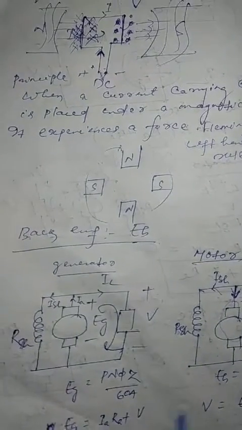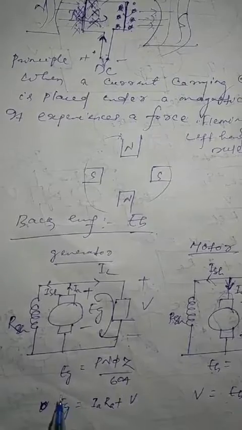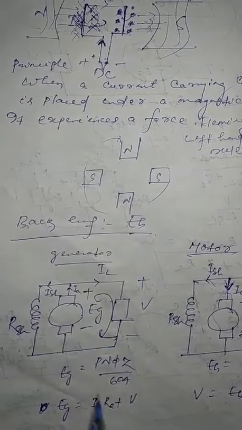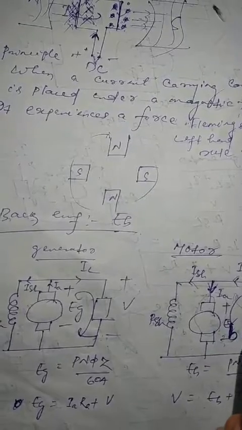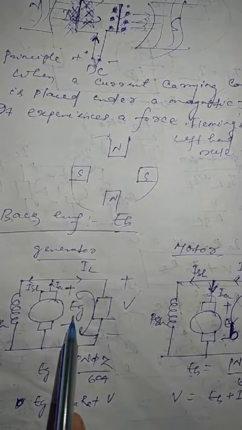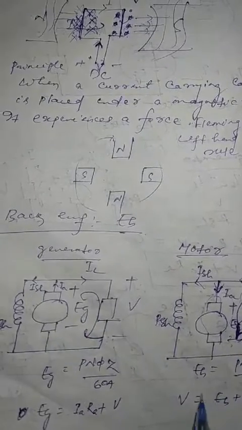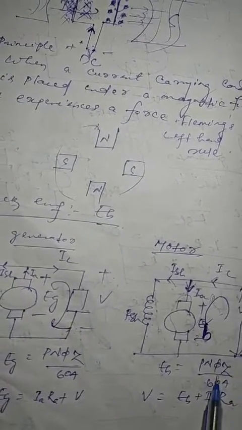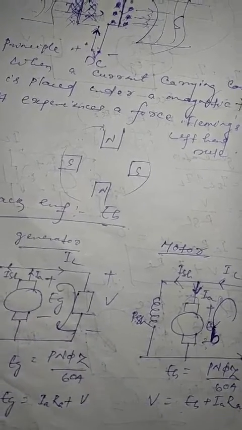If I go for the voltage equation for this one, there we had the generated EMF with this formula. Here also the process of creation of back EMF is the same as the process of creation of generated EMF. That is why the expression for back EMF is also the same as the expression for generated EMF. It is Pn phi Z by 60A.